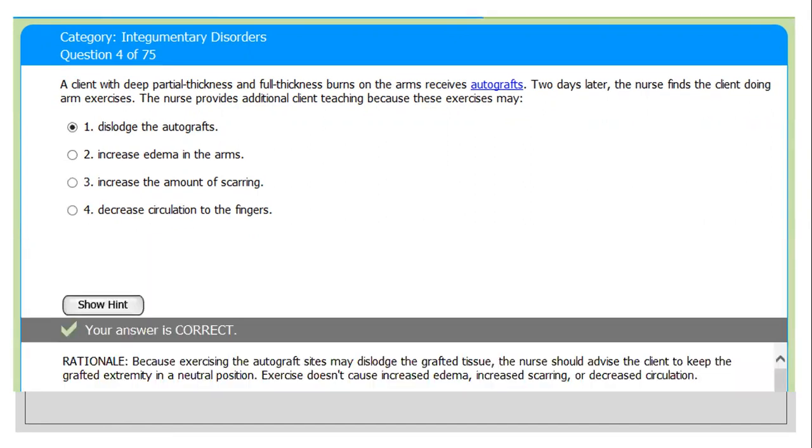So the correct answer is number 1, dislodge the autograft. The rationale says that exercising the autograft site may dislodge the grafted tissue. The nurse should advise the client to keep the grafted extremity in a neutral position. Exercise does not cause increased edema, increased scarring, or decreased circulation.